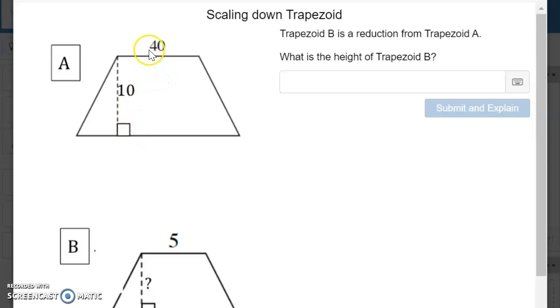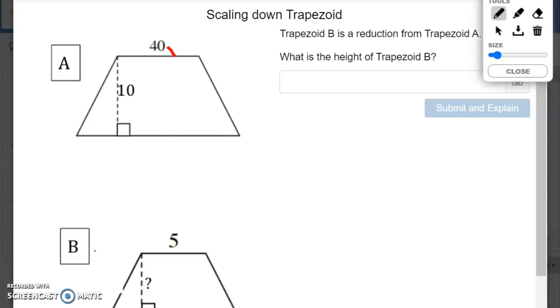We know that all the corresponding scale factors have to be the same. So what did I multiply from 40 to get to 5? Well, it's like dividing by 8, or what is that in terms of multiplication? It's like multiplying by 1/8. Dividing by 8 is the same as multiplying by 1/8. So the scale factor is 1/8.